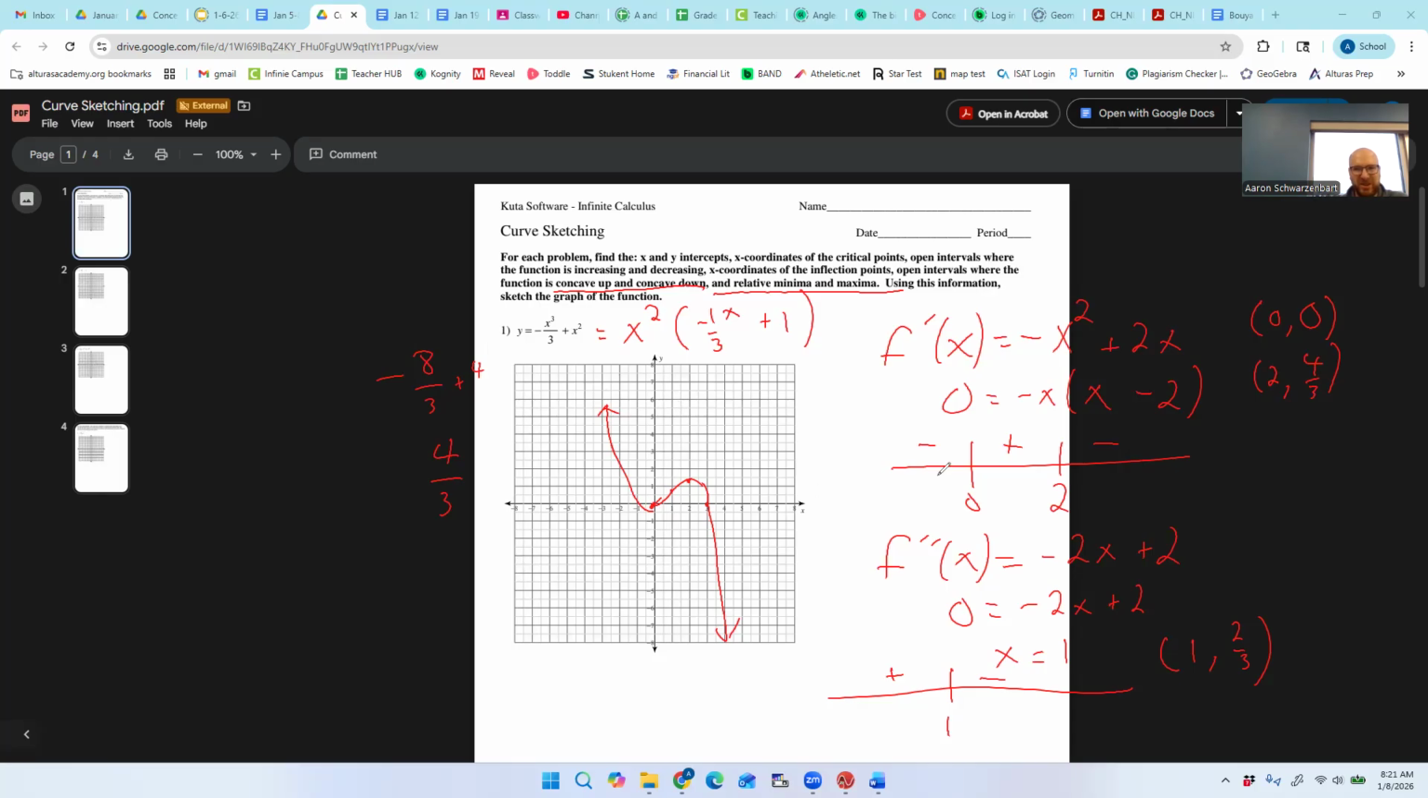I probably could have done this all by knowing it's decreasing over here, then it's increasing, then it's decreasing from there. I've got my x-intercepts, my inflection point gives me quite a few points that I'm tracing it through.